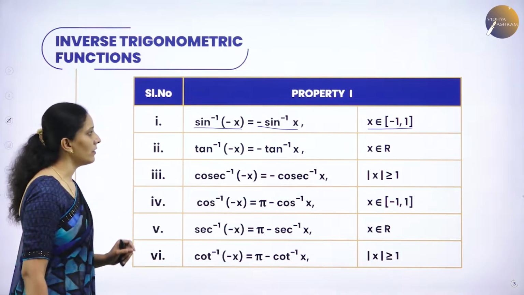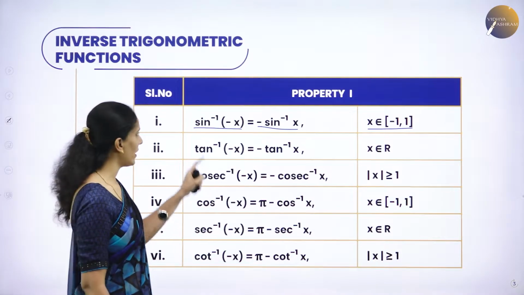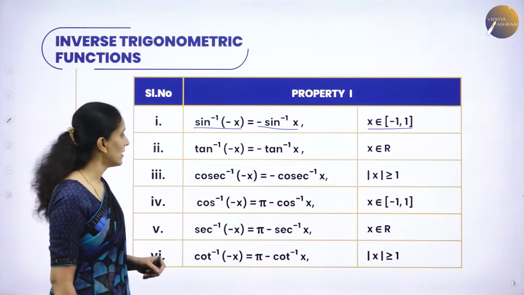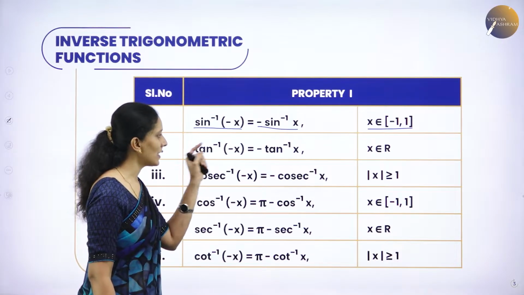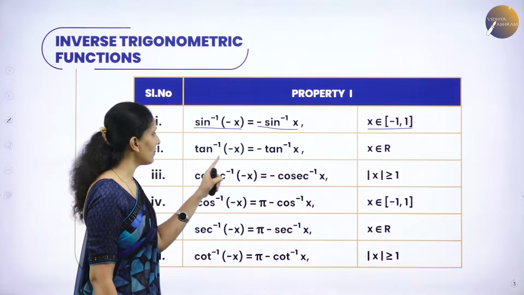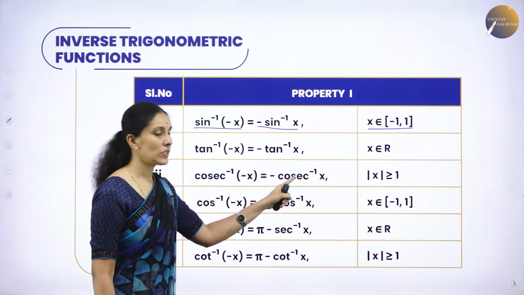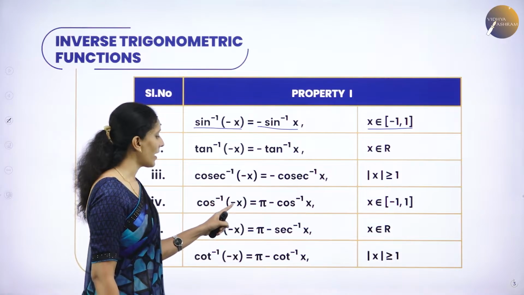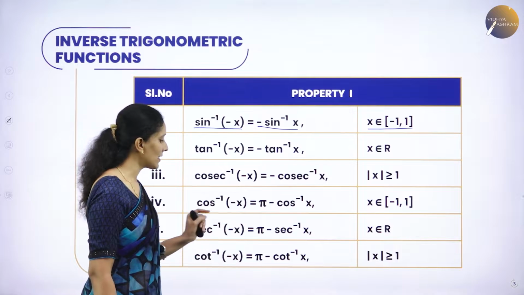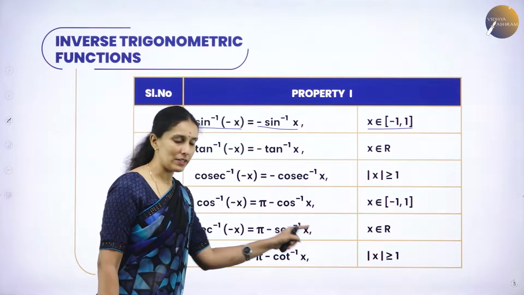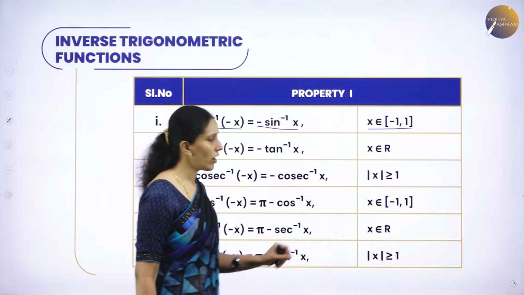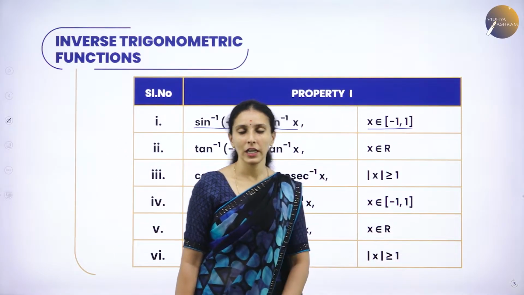Now here, the inverse of a sine function is defined as sine inverse of minus x can be written as minus sine inverse x. Similarly, tan inverse of minus x can be written as minus tan inverse x. Cosecant inverse of minus x is minus cosecant inverse x. Cos inverse of minus x is pi minus cos inverse x. Secant inverse of minus x is pi minus secant inverse x. Cot inverse of minus x is pi minus cot inverse x, for the domain x given in the interval here.